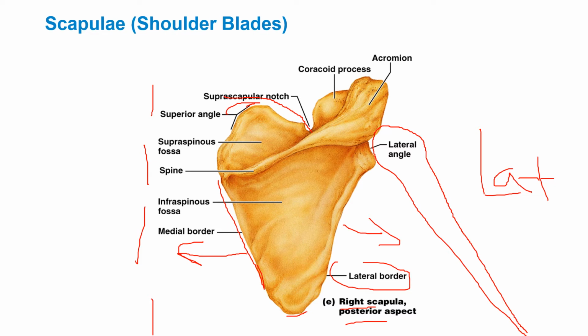Now, it's hard to make this out, but this right here is called the spine of the scapula. It's coming right out at you. And the spine of the scapula is a great landmark. And I want you to mark this in your book right here. That's the root of the spine.